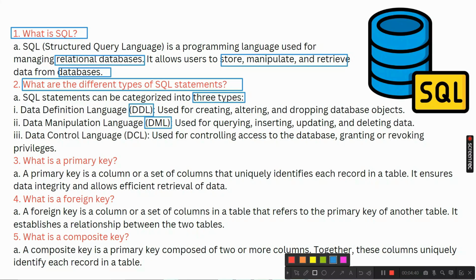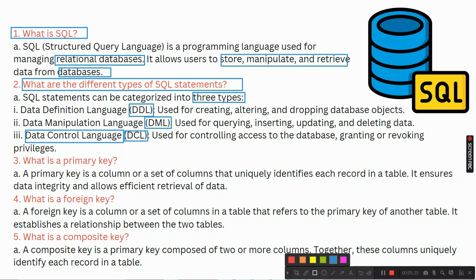Okay. Then the third one is DCL. DCL stands for data control language. So from this keyword, you can understand a DCL statement is basically used to control the database, right? Or we can say DCL is basically used for controlling access to the database, granting or revoking privileges. All right. So these are the three different SQL statement types that we have in SQL.